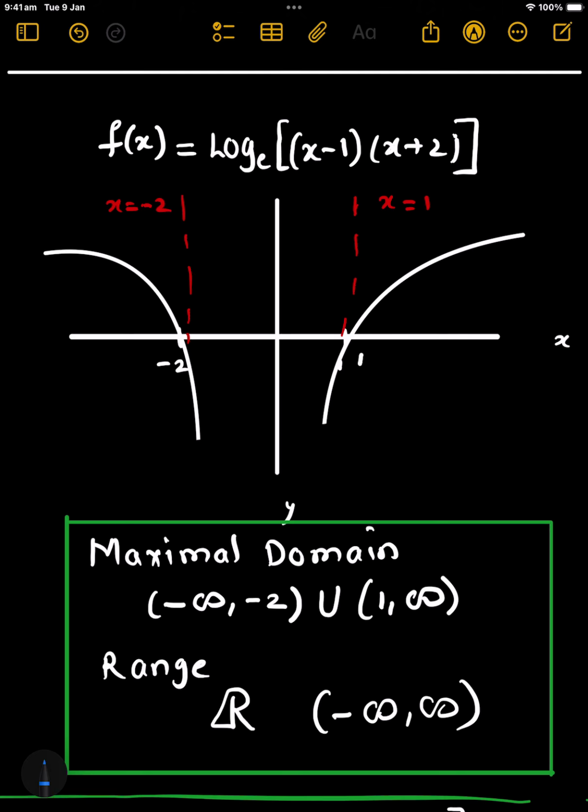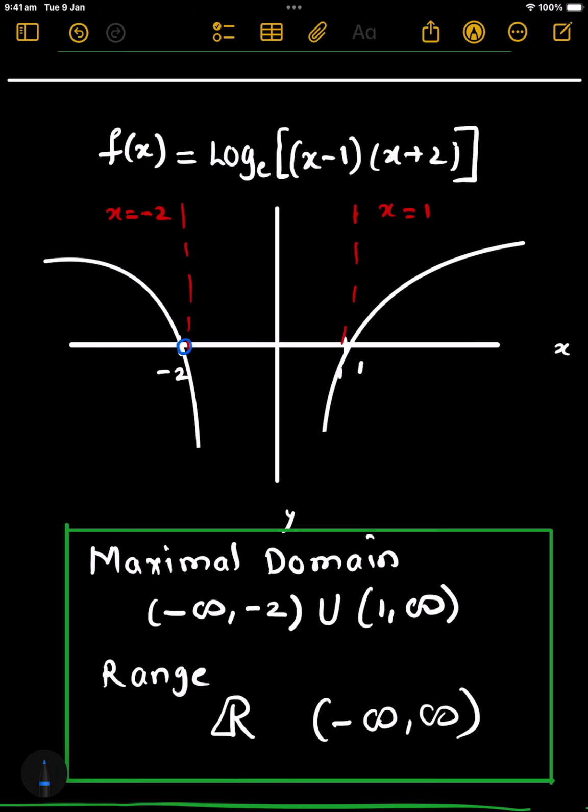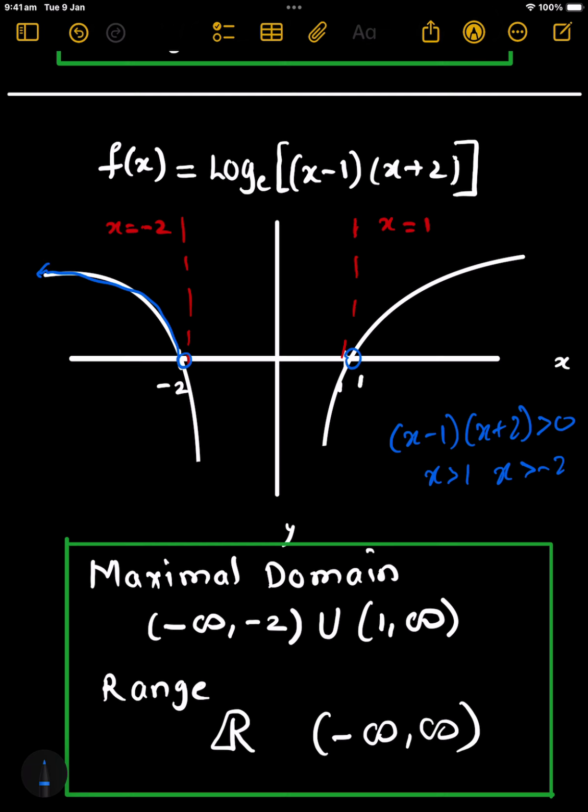So the natural log of (x - 1)(x + 2). So it's the same as before. So we can go from these two points. So if we make x - 1 and x + 2 greater than 0, because the log can't be 0, so it has to be greater than 0, we'll get x is greater than 1 and x is greater than -2. So from -2, it'll keep going on to negative infinity, and from 1, it'll go to positive infinity, and it can also go down here.